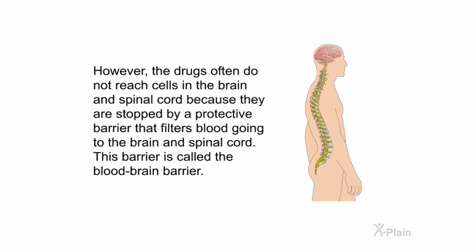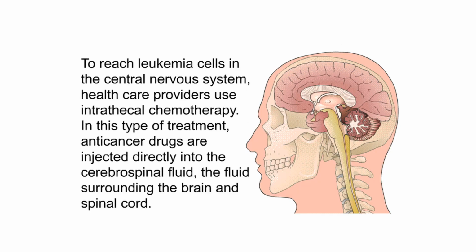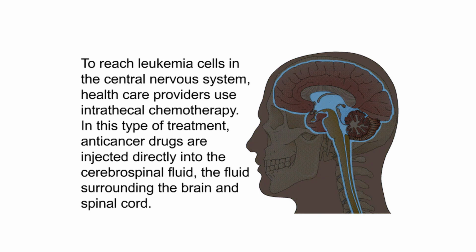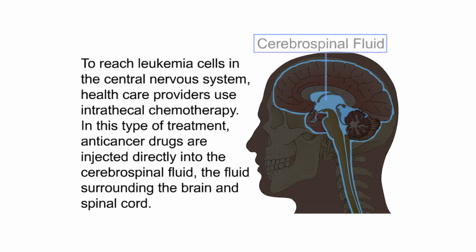However, the drugs often do not reach cells in the brain and spinal cord because they are stopped by a protective barrier that filters blood going to the brain and spinal cord. This barrier is called the blood-brain barrier. To reach leukemia cells in the central nervous system, healthcare providers use intrathecal chemotherapy. In this type of treatment, anti-cancer drugs are injected directly into the cerebrospinal fluid, the fluid surrounding the brain and spinal cord.